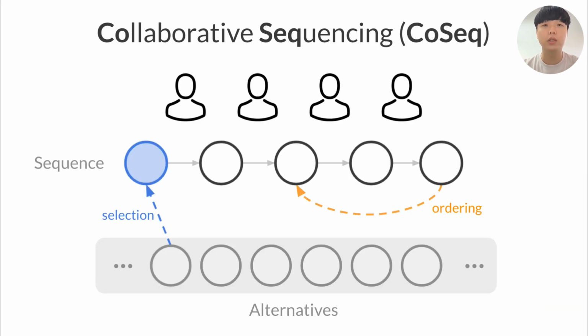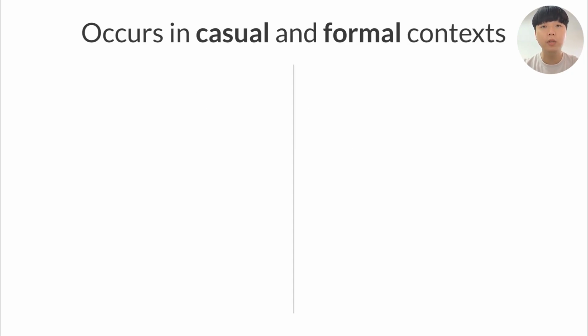Collaborative sequencing, or CoSeq, is a type of task in which the members of a group collaboratively construct a sequence by selecting items from a set of possible alternatives and arranging these items into a particular order. People commonly engage in this type of task in both casual and formal contexts.